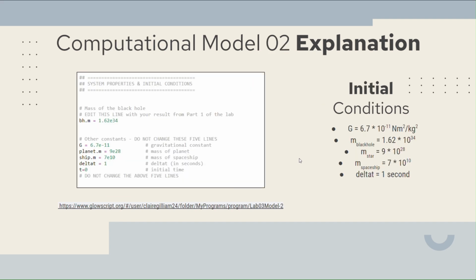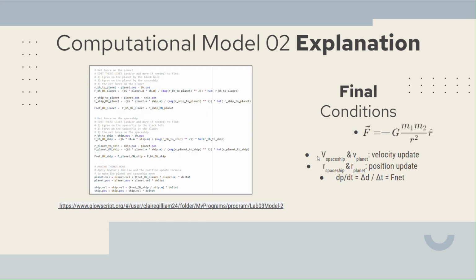For Model 2, we have similar initial conditions. However, we already found the mass of the black hole in the previous model as 1.62 times 10 to the 34th, and we're given the mass of the star is 9 times 10 to the 28th, and the mass of the spaceship is 7 times 10 to the 10th.